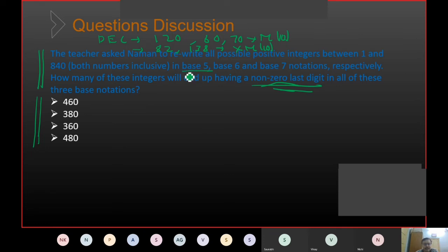So in base 5, what are the last digits possible? Anybody? What are the last digits possible? 0 to 4, correct?